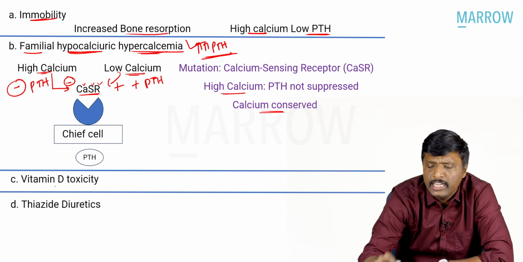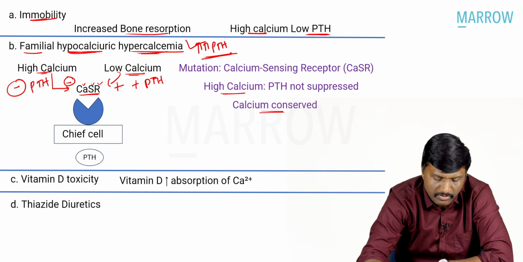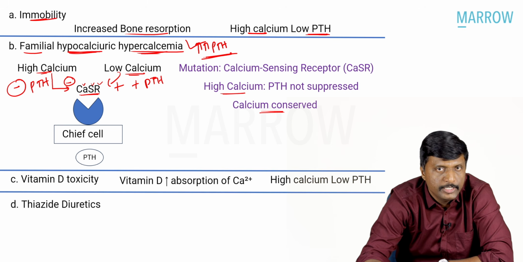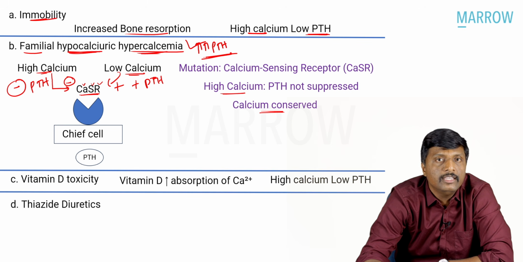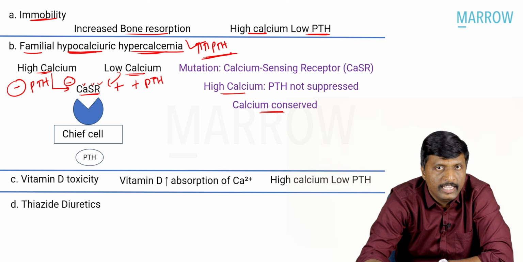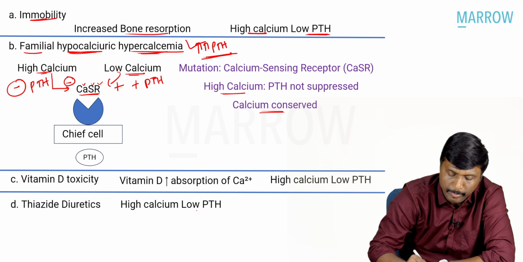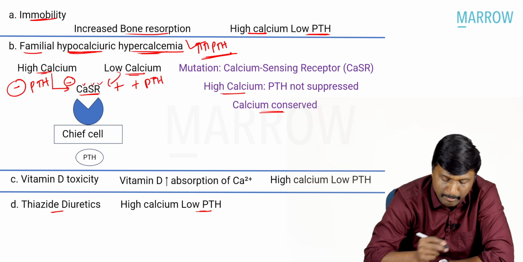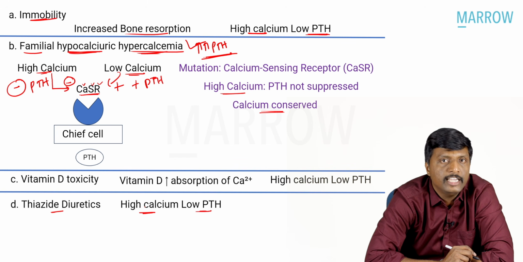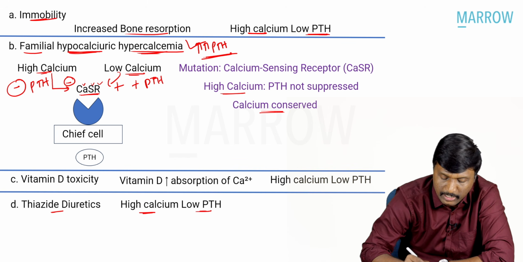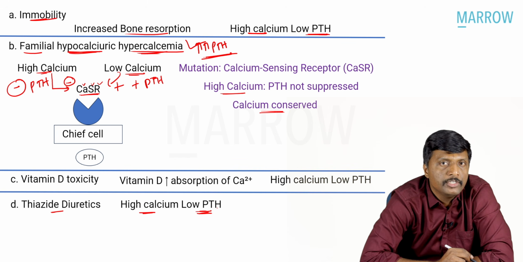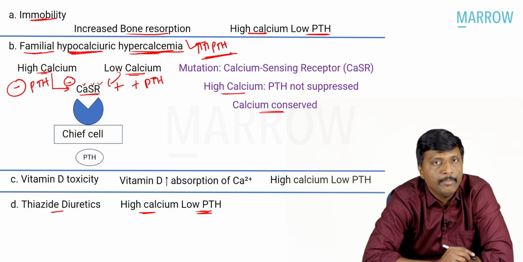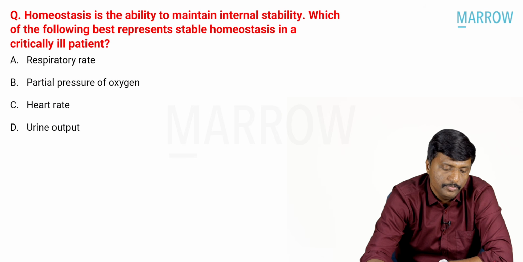Vitamin D toxicity, vitamin D increases calcium absorption from the gut. When there is more calcium, low PTH, high calcium, low PTH. Another favorite topic, thiazide diuretics. Thiazide diuretics can cause hypercalcemia. So, high calcium, low PTH. In a previous session, they asked about thiazide diuretics, basically high calcium. So, in which of the following options is PTH actually increased? Familial hypocalciuric hypercalcemia.